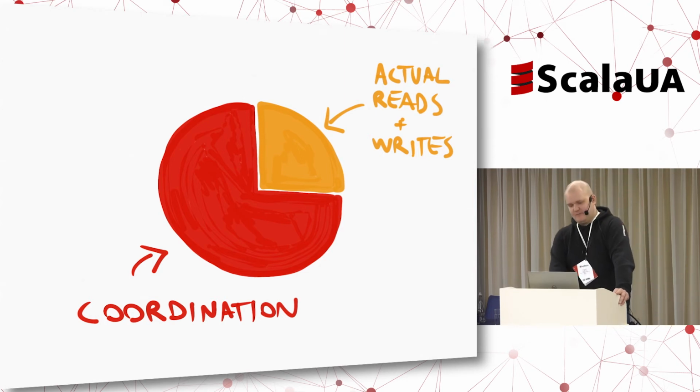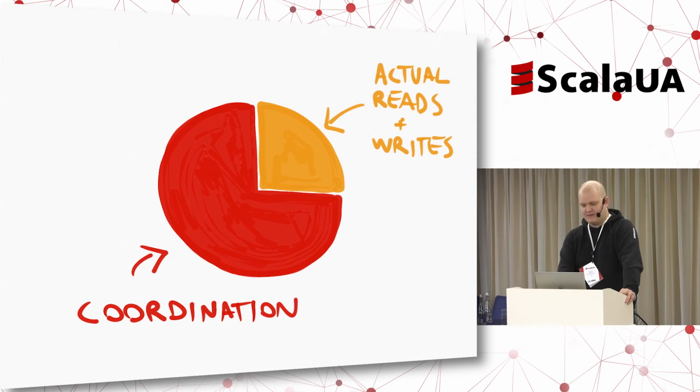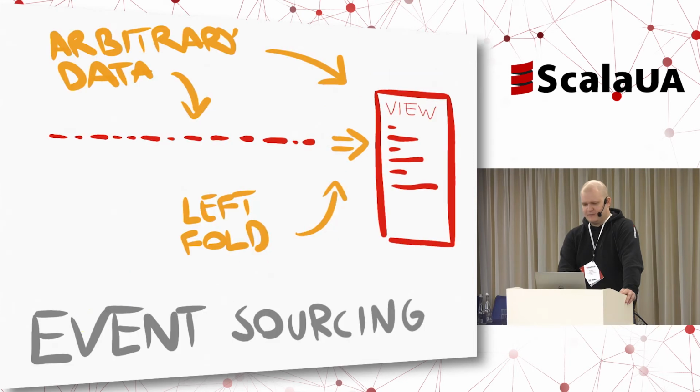So, Datomic runs queries on the client, and its writes are single-threaded. So, some of you are maybe thinking about event sourcing at this point, and that means you've been paying attention.